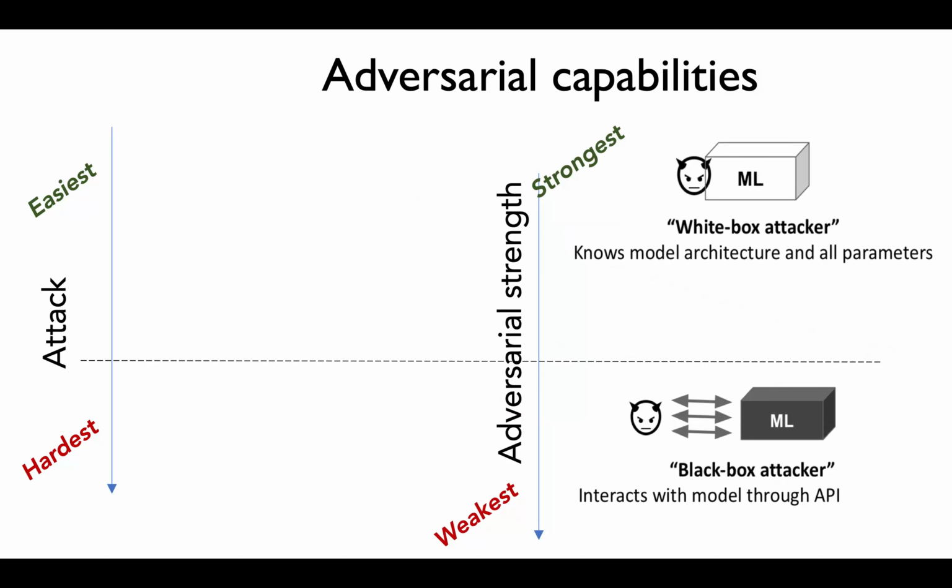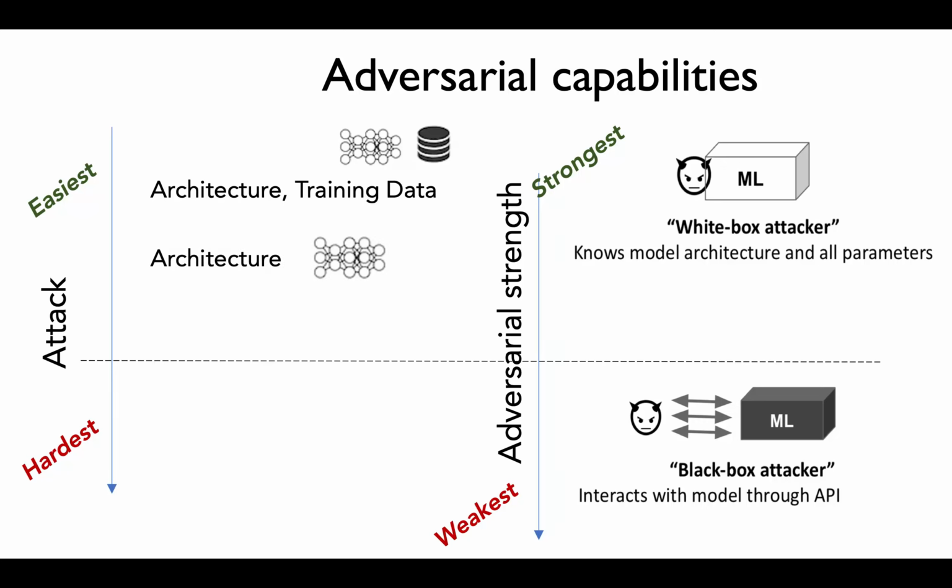We can also talk about the adversarial strength and the adversarial capabilities. So an adversary who has knowledge of the architecture of the model and the training data is a very empowered adversary and it can easily attack the ML model. It is harder to attack the ML model if you just know the architecture but you do not have the training data.